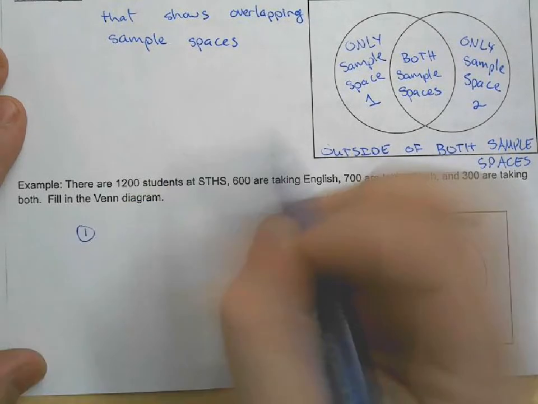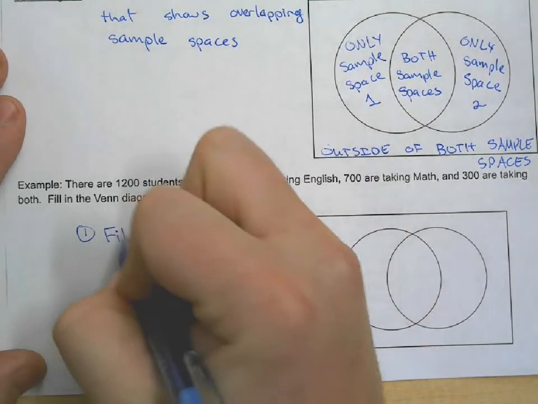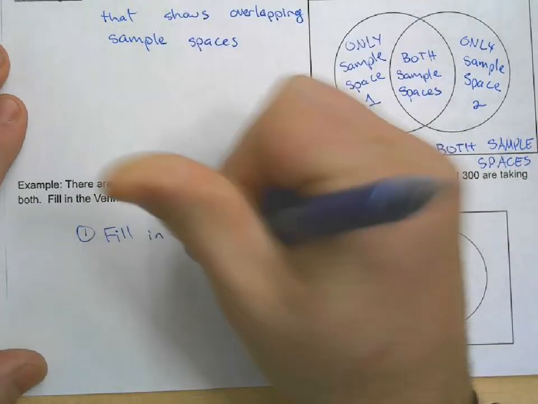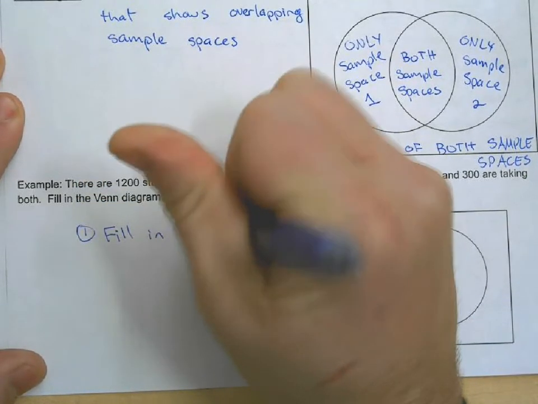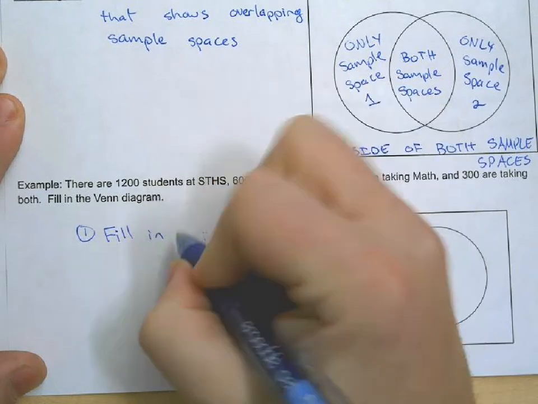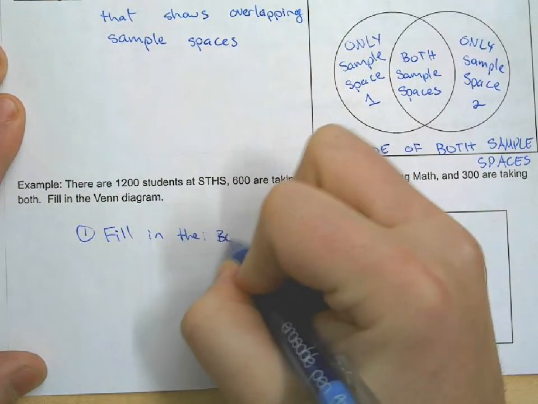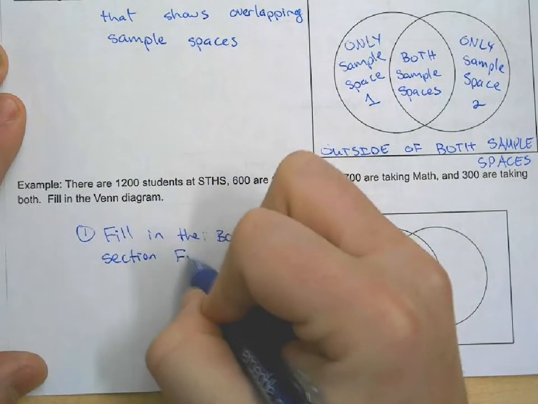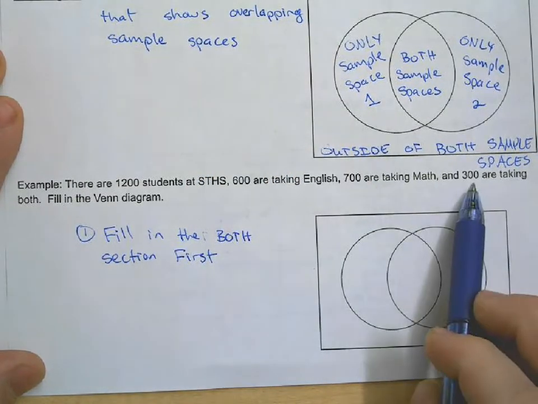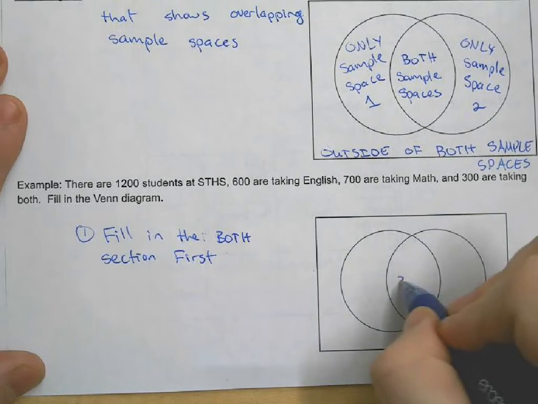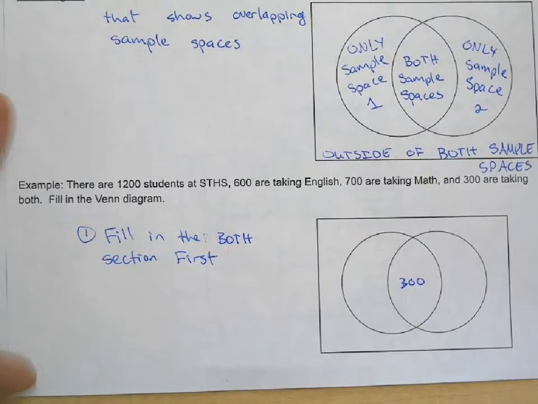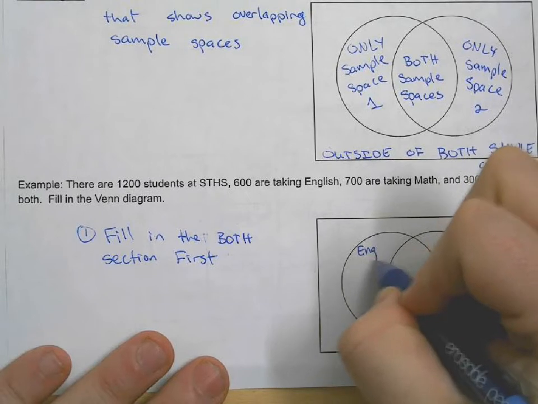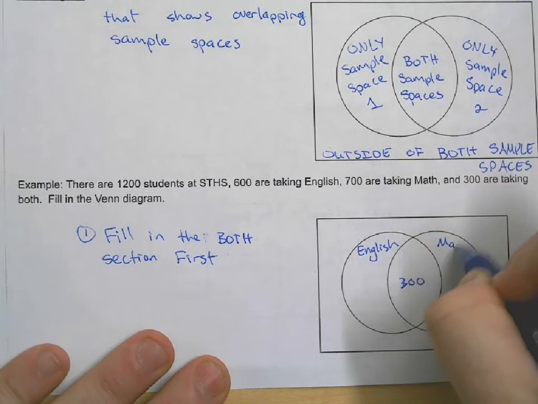So what I always suggest is step one is fill in both. Let's fill in the both section first, that overlapping. So we have 300 are taking both, so I'll put 300 here. So we're going to call this our English, and we're going to call this our math.